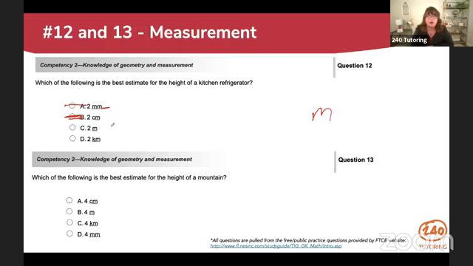Now, meter, hopefully you can remember a meter stick. You saw one of those in school at some point. If I put 2 of those on top of each other, would that be about the height of a refrigerator?